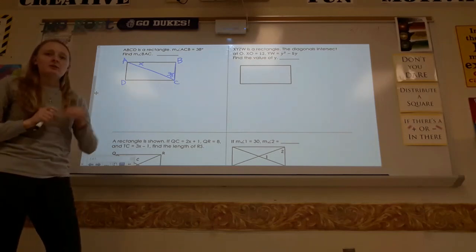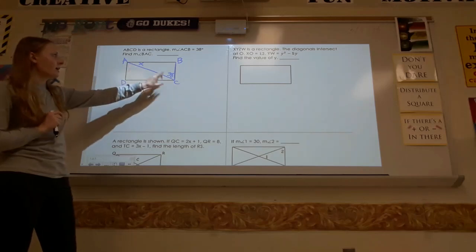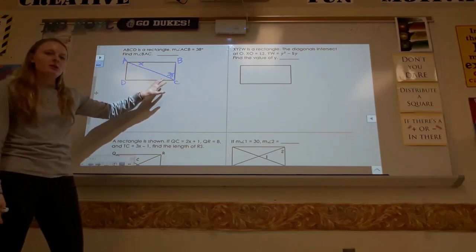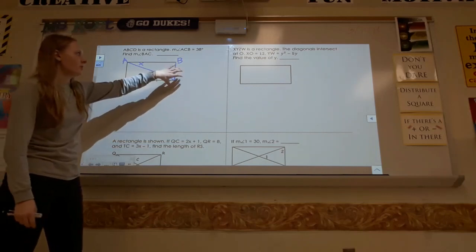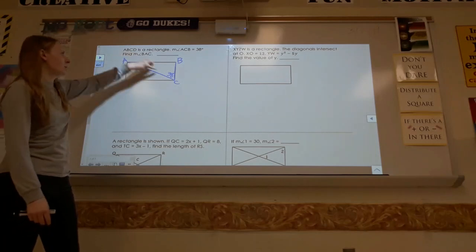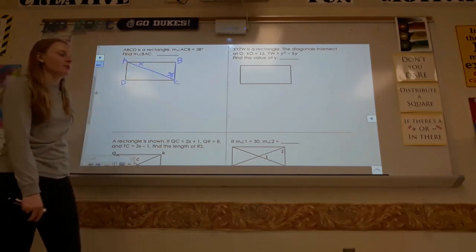None of those properties directly answer this question, because I know that these are opposite each other, but they're not the full opposite angle. When they're talking about opposite angles being congruent, they mean the full angle C and the full angle A are equal. We don't know what the relationship is between the x and the 38 there. We can't say that they're equal, because they're not the full angle.